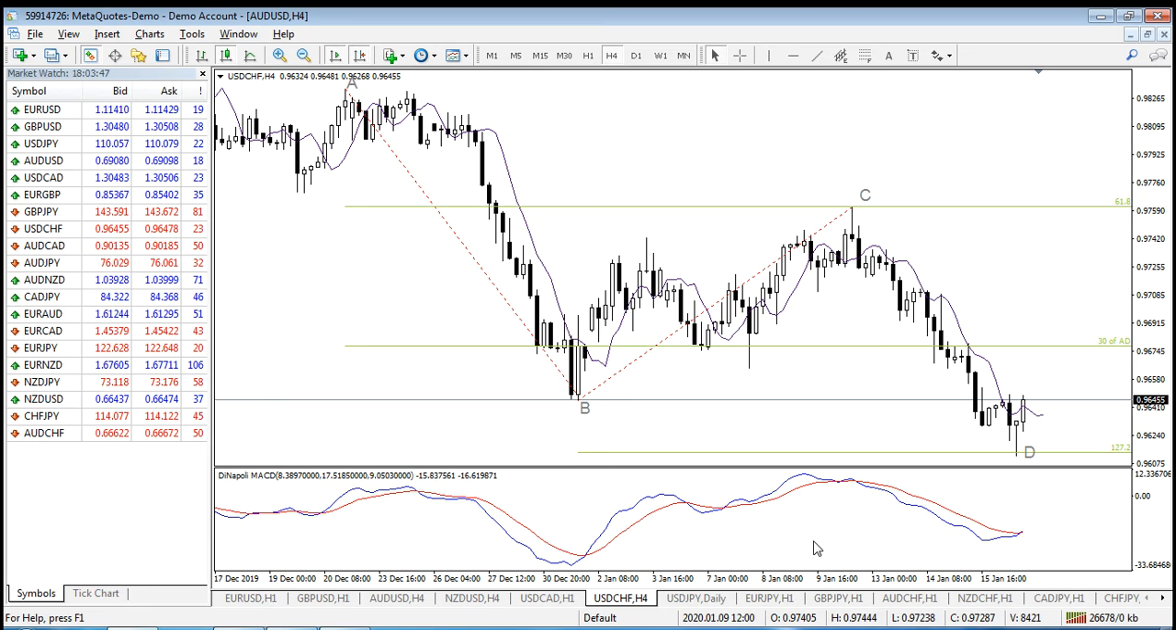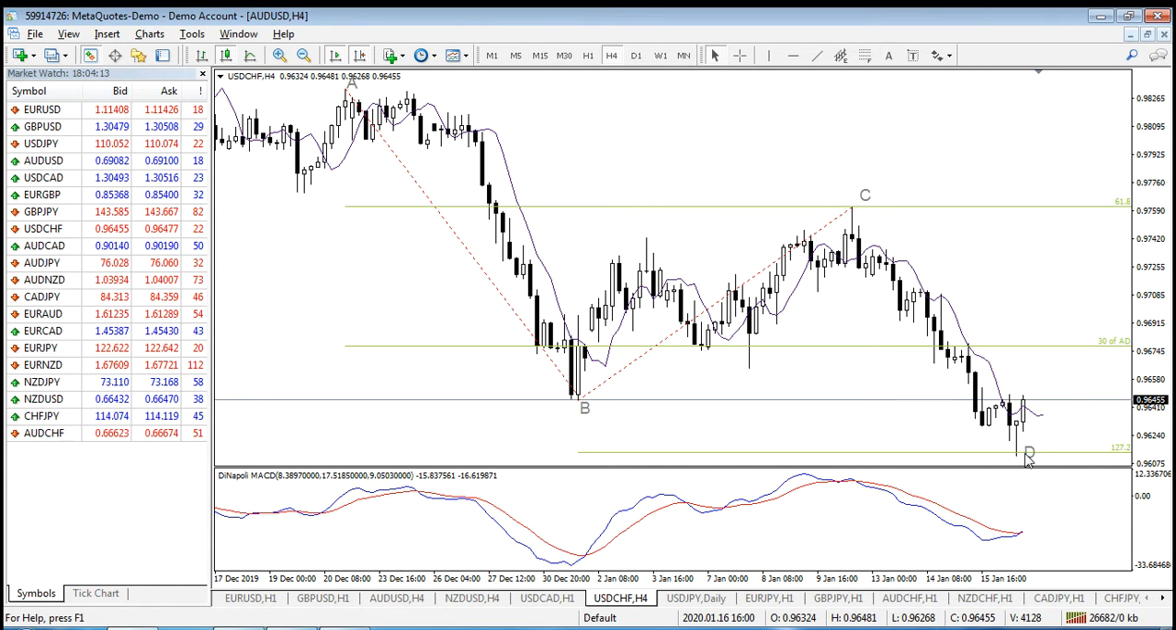Before I proceed to the AUD CHF discussion, let's look at the setup on USD CHF. Here is a perfect classical ABCD, which is a reversal pattern. BC is a 61.8% retracement of AB. CD is a 127.2% extension of BC, precisely. So this is ABCD, and this is a reversal pattern.